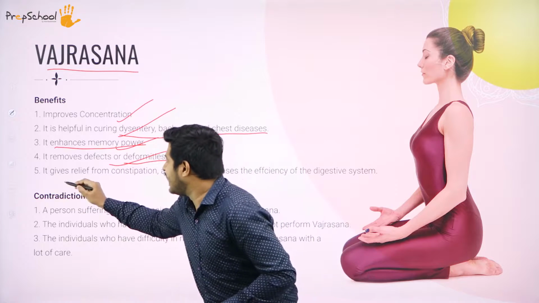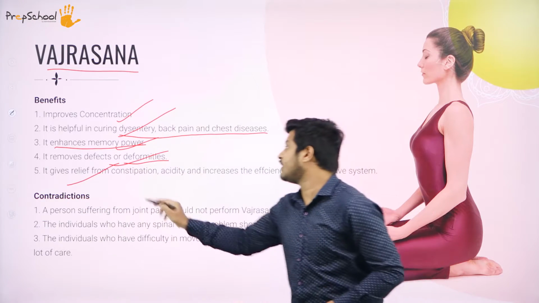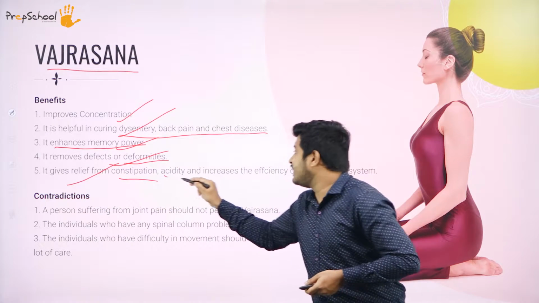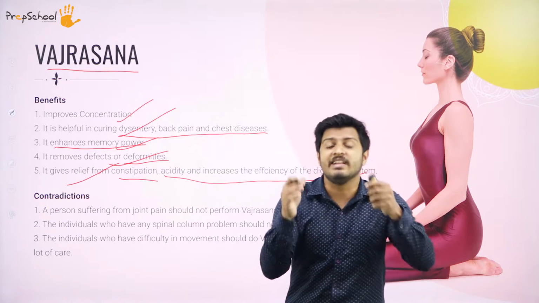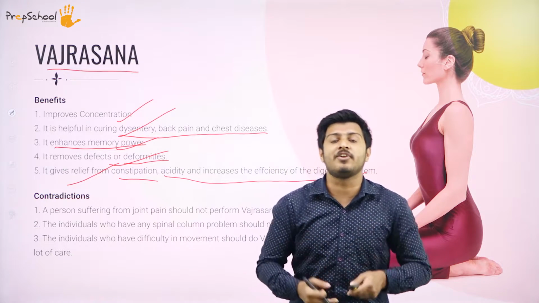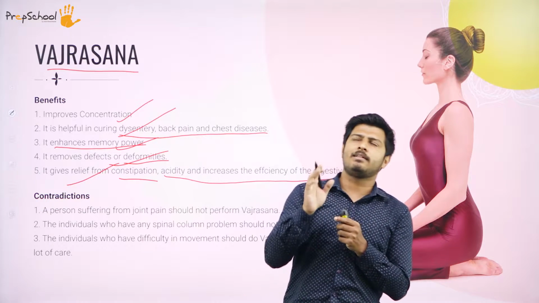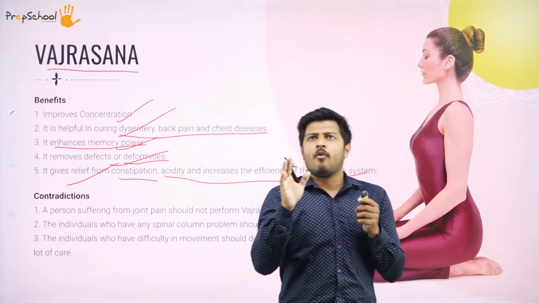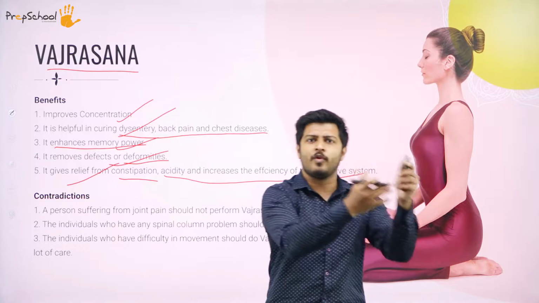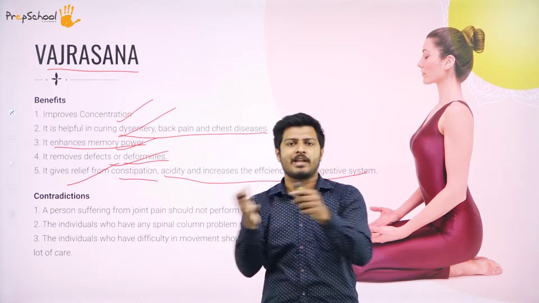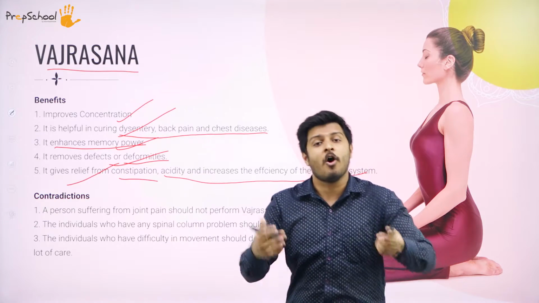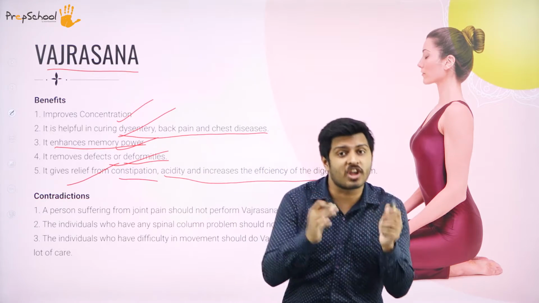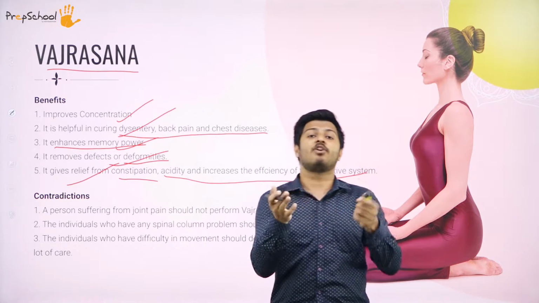Moving on to the next, it gives release from what all things? Constipation, acidity, and increases the efficiency of your digestive system. It is important to improve the efficiency of your digestive system. Now you may think, what does the digestive system have to do with obesity, right? Obesity is a different thing, digestive system is a different thing. What is the relation? Why is Vajrasana categorized under obesity, and still we are talking about digestive system improvement? What is the relation of that?